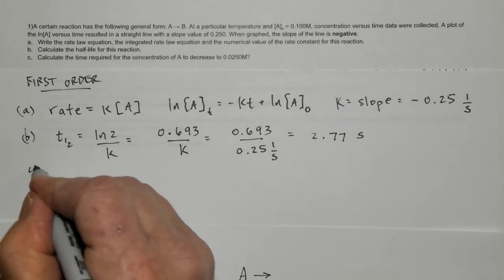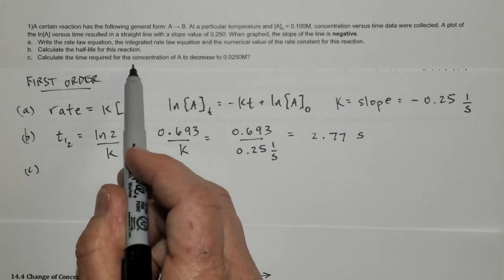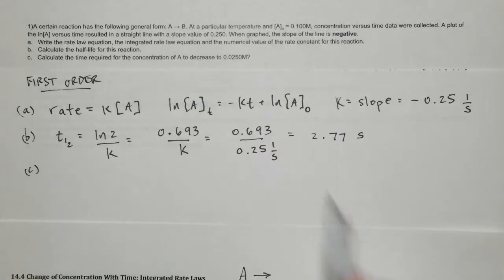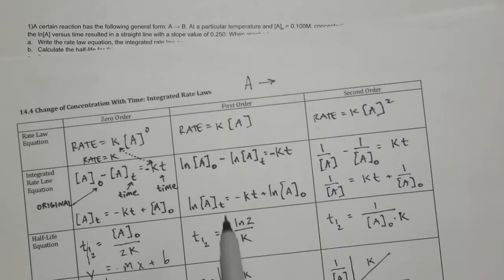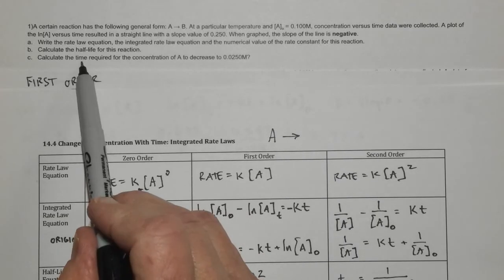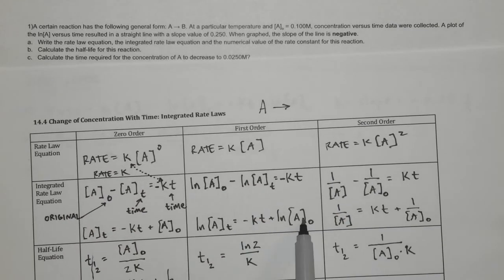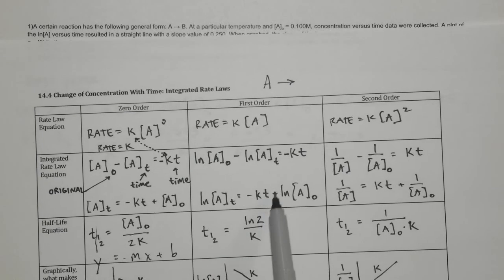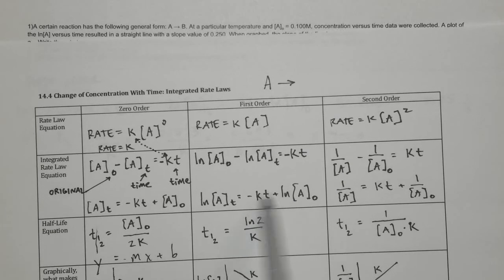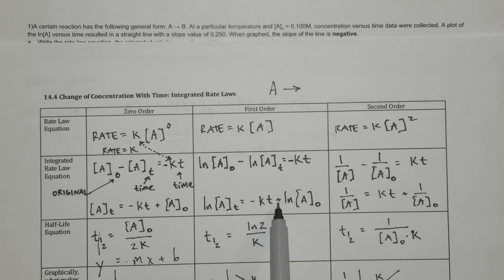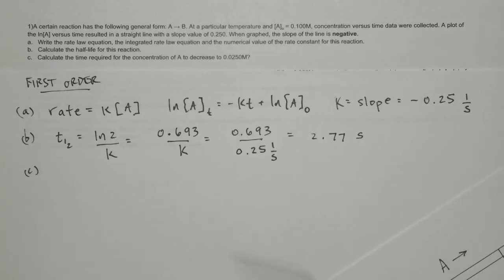All right, letter C then: calculate the time required for the concentration of A to decrease to 0.025 molar. So now we're going to use the integrated rate law equation, because they're asking us to find time. Notice how this one doesn't have time in it. This one has half-life time, but it doesn't have a t in it. This one's got time in it. So when they're asking for time, we're always going to use these integrated rate law equations right here. So let's write this equation down again, and then we'll solve from there.